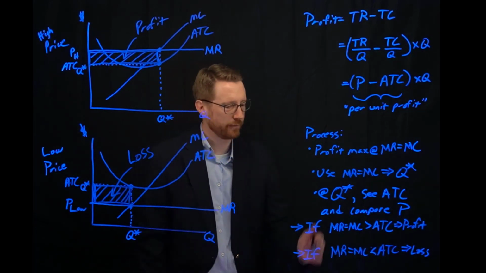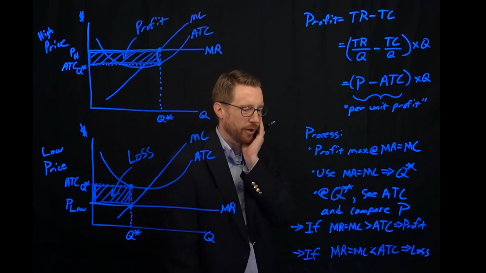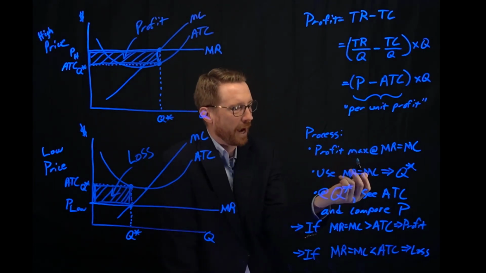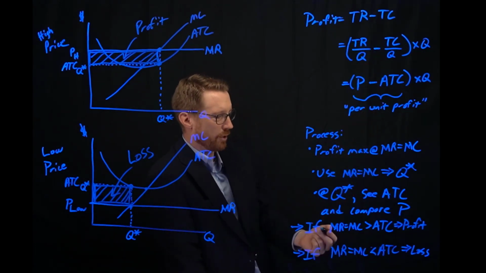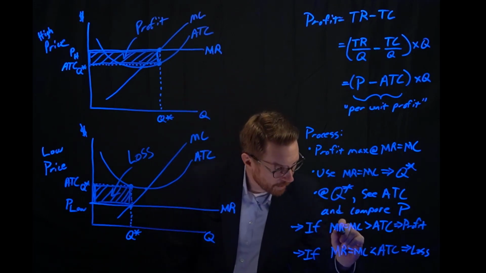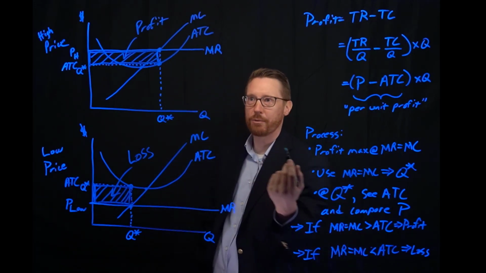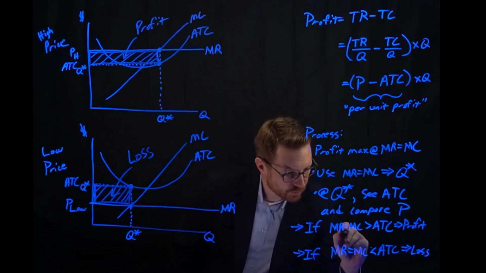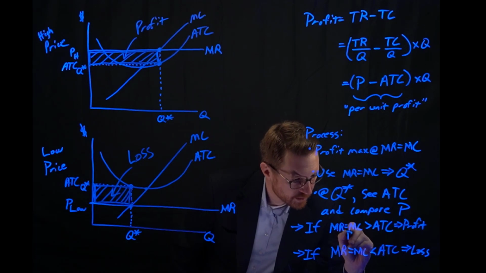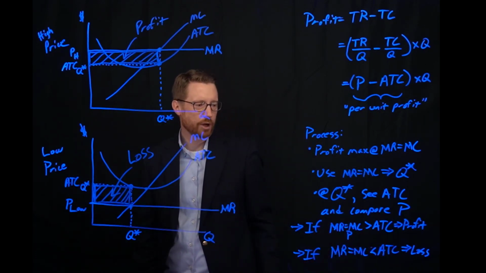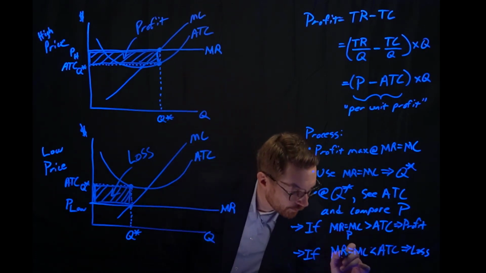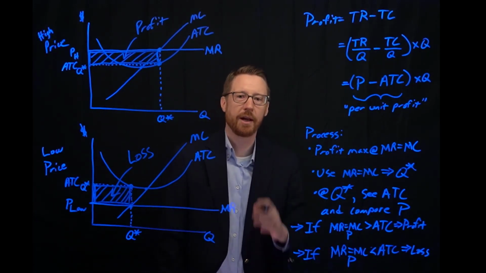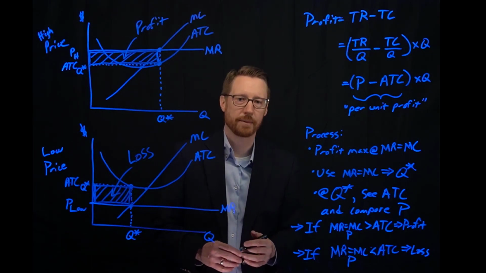loss. And if you're looking at this and you're thinking, wait, marginal revenue, marginal cost, I thought we were talking about price up here, now we're using marginal revenue, marginal cost. Remember, where marginal revenue equals marginal cost, what is our marginal revenue for a competitive firm? This is really just saying if price is greater than average total cost, they make a profit, and if price is less than average total cost, the firm's going to make a loss.